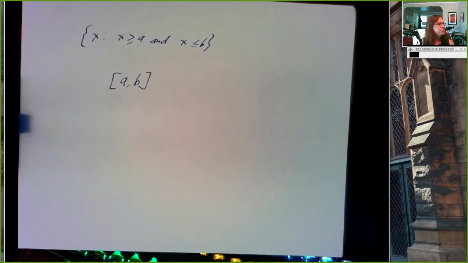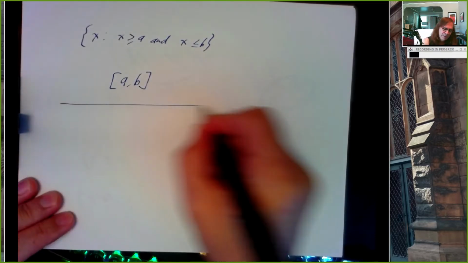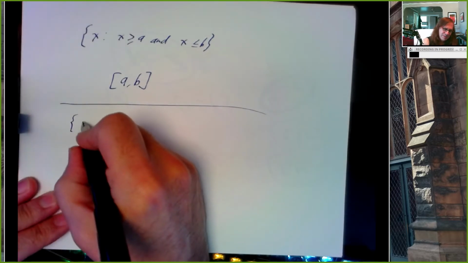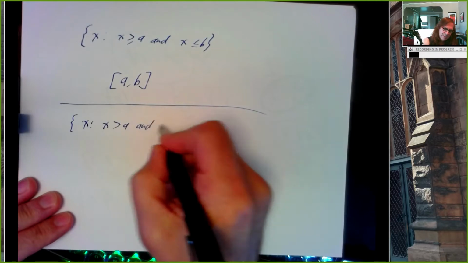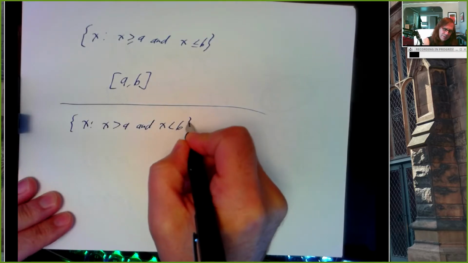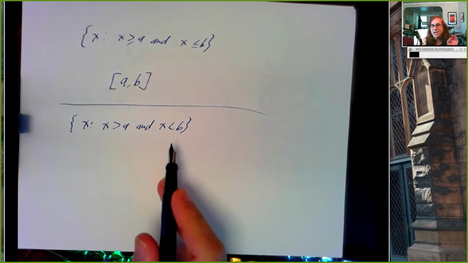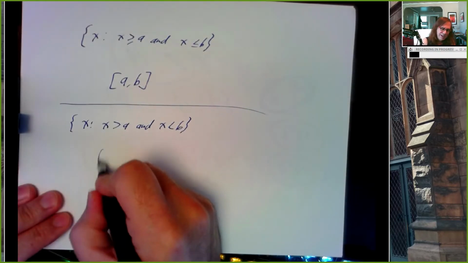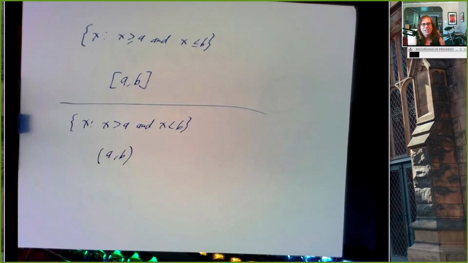And this is usually done for real numbers, but we could do it for integers or natural numbers or prime numbers or anything else. But usually you see this notation for real numbers. And almost the same thing would be this. The set of all x such that x is bigger than a and less than b, but not including a or b. And we use a similar notation for that. We write a comma b, but we put it inside parentheses.